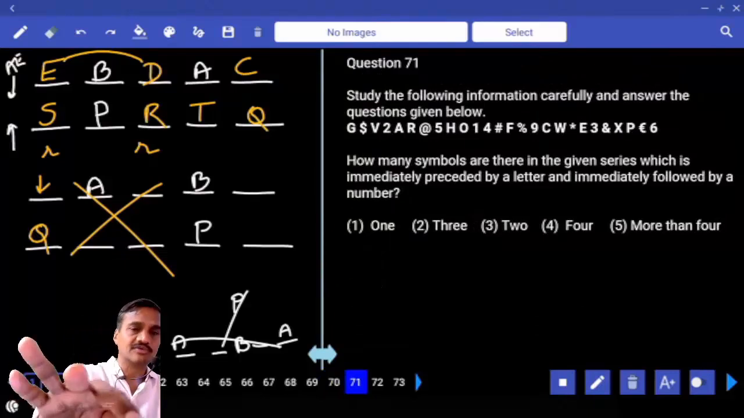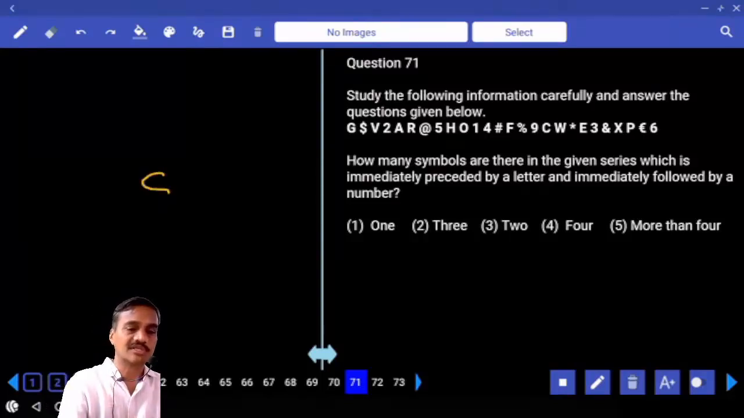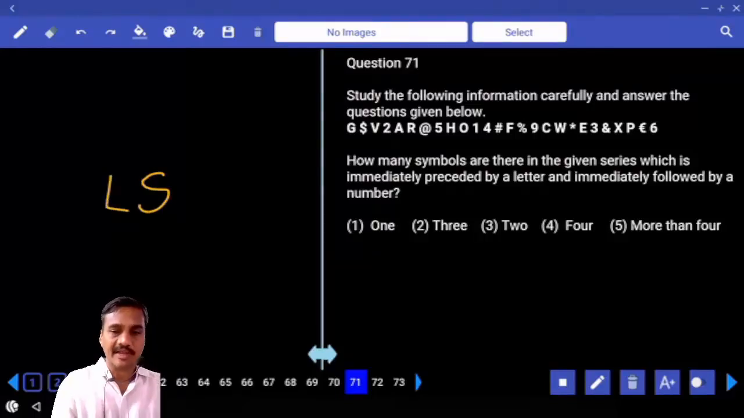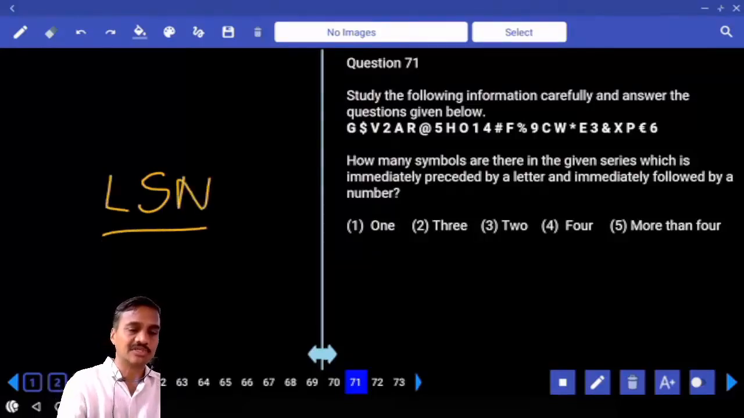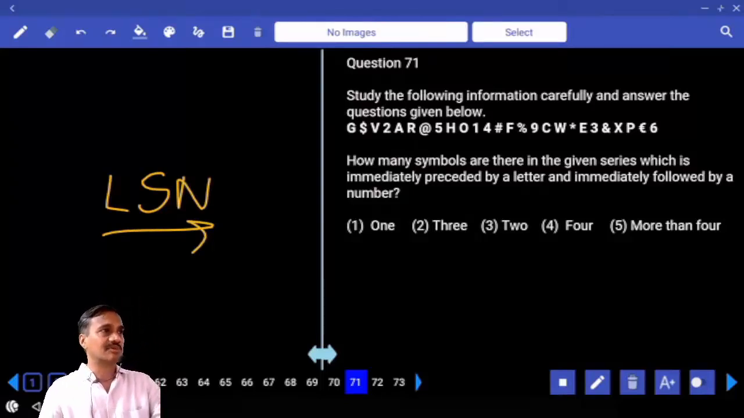Questions 71 to 75 are based on a sequence, with only three questions given under this one. How many symbols are there which are immediately preceded by a letter and immediately followed by a number? The sequence must be letter, symbol, and number. Letter, symbol but not number does not count.